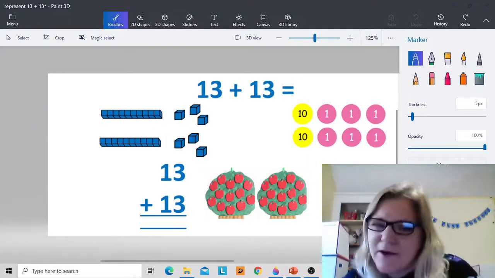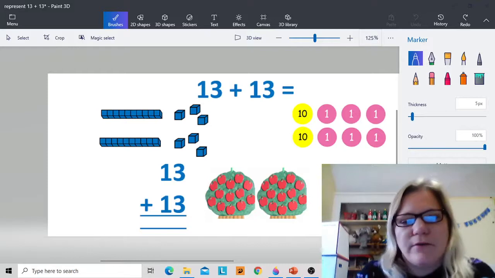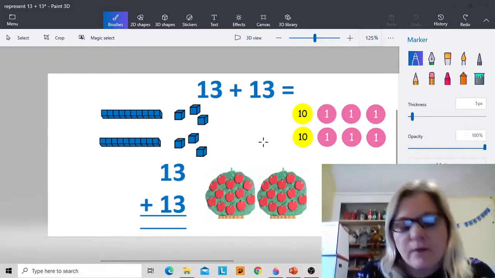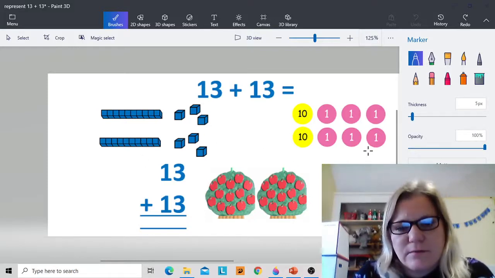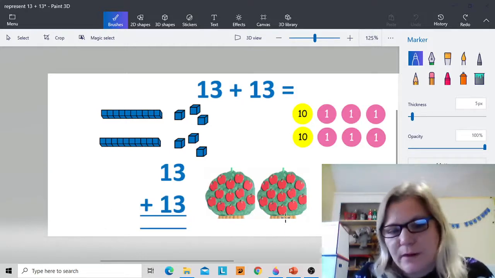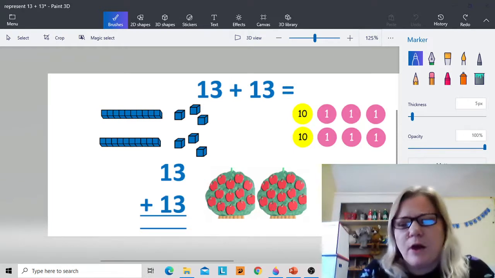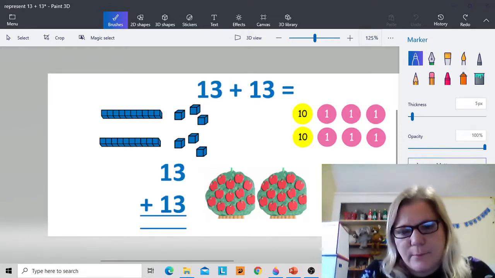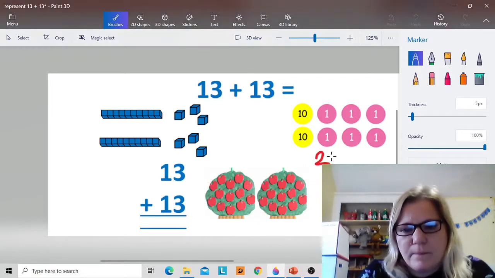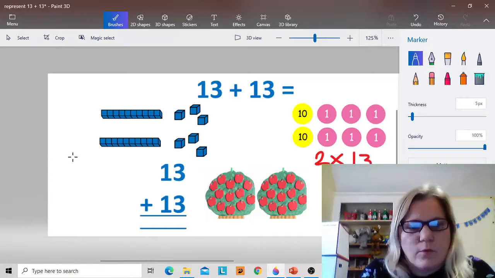Wonder if you came up with as many of these. So I've used base 10. I've used place value counters. I've done it as a column addition, done it with a picture, and there are another couple of ways that we can represent it with numbers. For example, we could say 2 lots of, or multiplied by, 13. Or we can represent it as a column multiplication.